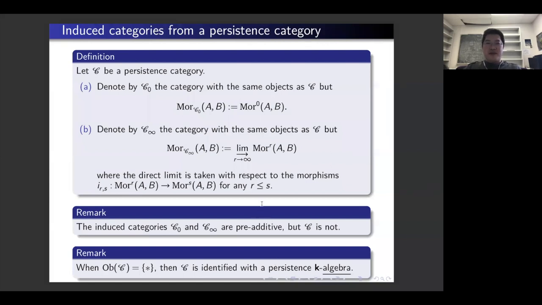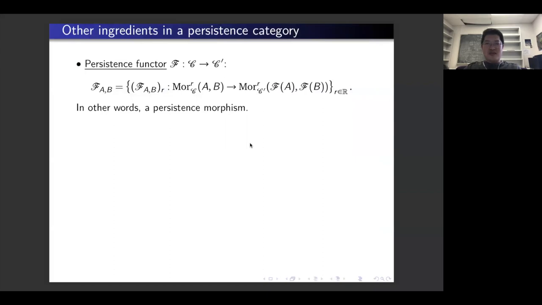Now this is a category. When people talk about categories, you also talk about other things, like what a functor is, what a natural transformation is. In order not to make the talk too long, I will very concisely tell you what these are. You can almost define this by yourself. What is a persistent functor? It's an R-parameterized family of maps. It's a functor, so it maps the morphisms from A to B to morphisms from FA to FB. But again, everything is filtered, so you have to make sure that it's compatible with the structure maps. So it's just an R-parameter family of such maps. In other words, in the language of persistent module theory, it's a persistent morphism.